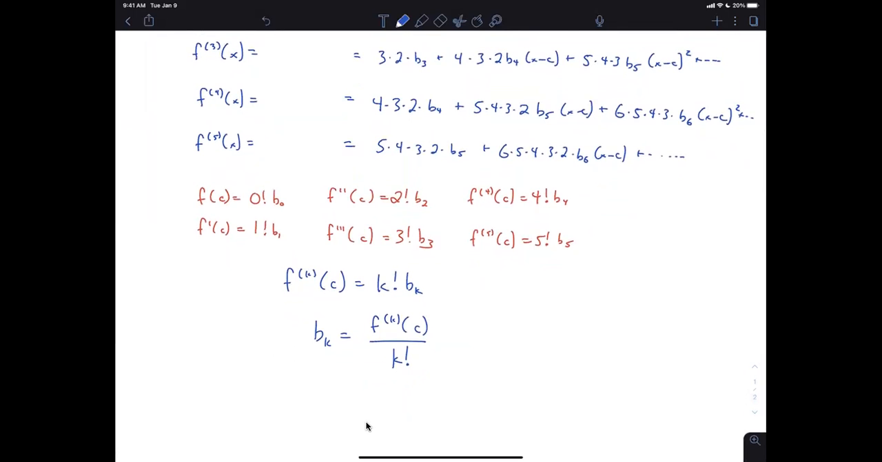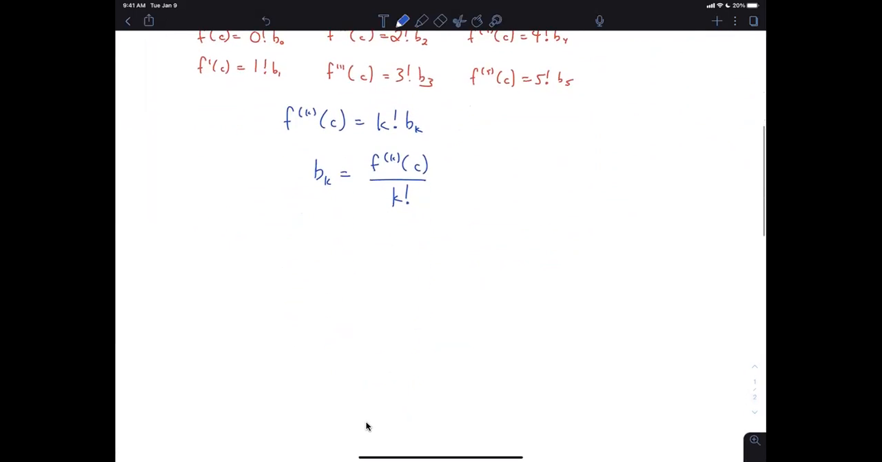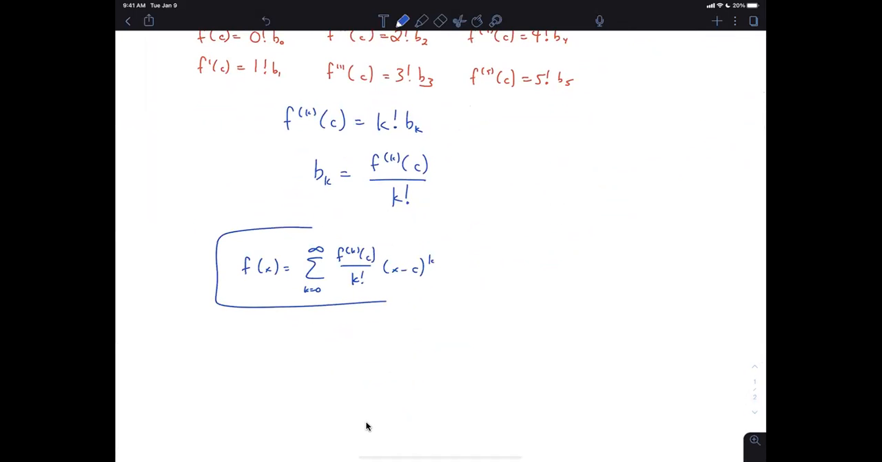Okay, so the big result is that f of x is equal to the sum from k equals 0 to infinity of f^(k) of c over k factorial times x minus c to the k. That is the representation that we're going to use for a random function f of x, and we're going to use that to figure out power series for a lot of things. We typically call this a Taylor series.